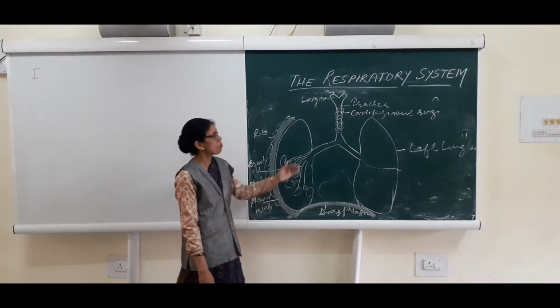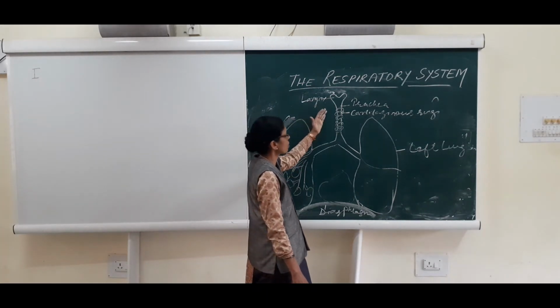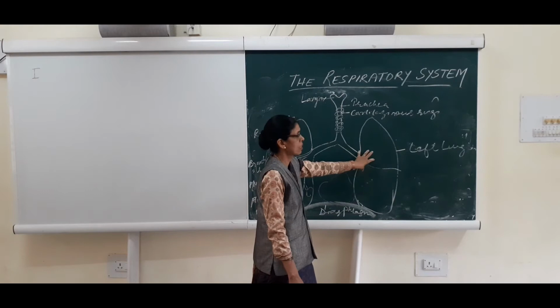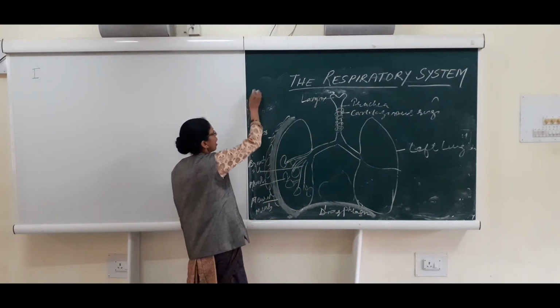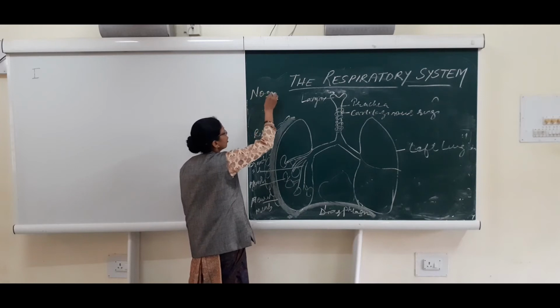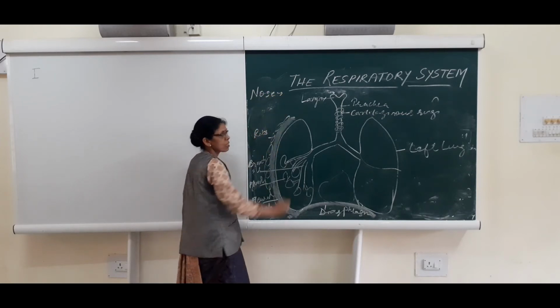In human beings, we have a respiratory system which consists majorly of lungs. This respiratory system starts from our nose. The nose is one of the sense organs.